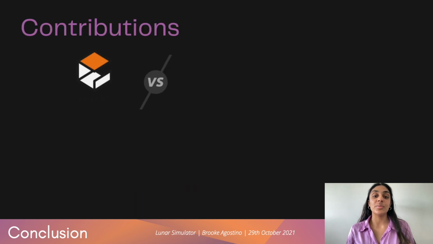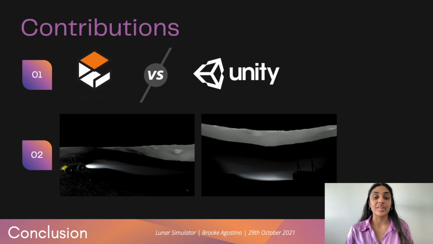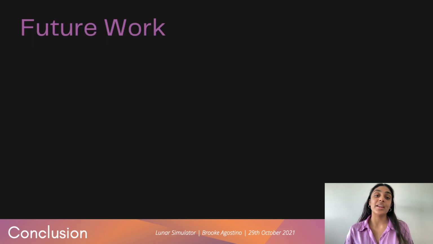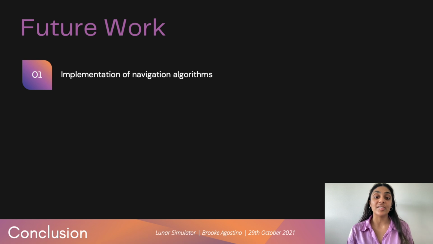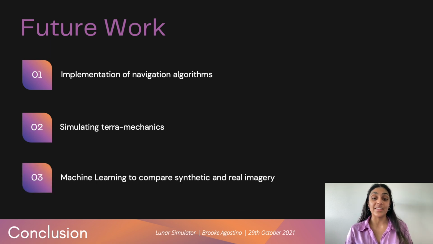This thesis has contributed a comparative analysis into the simulating platforms Unity and Gazebo, and a state-of-the-art robotic lunar simulating platform in Unity that is easily extensible and open source. The created simulator paves way for future extensions including implementation and analysis of navigation algorithms which are based on sensory feedback, extending the simulator to account for terrain mechanics, and the adoption of machine learning to compare synthetic and real imagery.